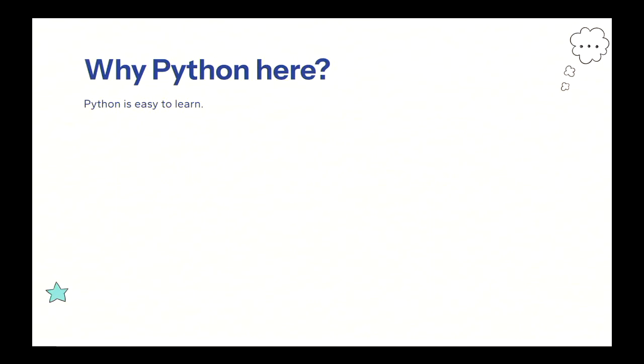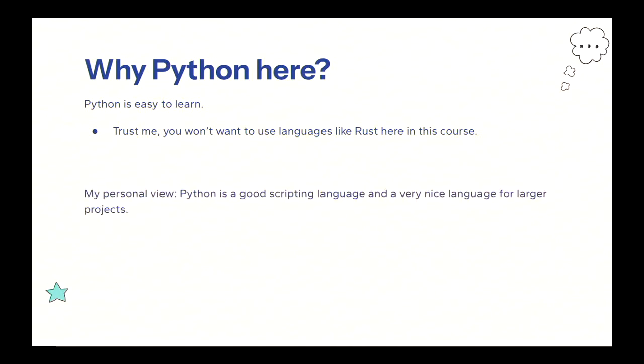So the second reason why we choose Python is that it is relatively easy to learn. Trust me, you don't want to use languages like Rust for this course. Python is arguably the easiest one here. So that's why we use Python.